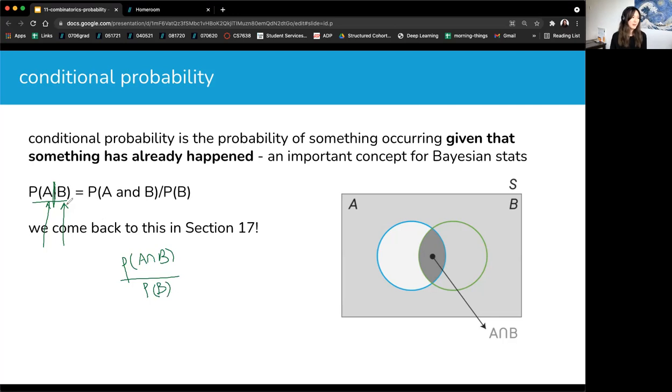The idea of this is B has already occurred. So here we have A and B. This one is A, this one is B. Let's just say that B has already occurred. What proportion of B is A? That's another way I like to think about it. It may or may not help in understanding conditional probability, but I like to think of it as what proportion of B, because B has already happened, is A. And so it is this section in the middle as a ratio of this entire circle.